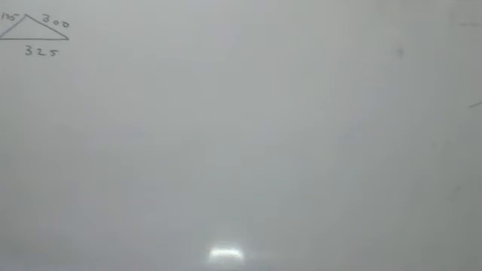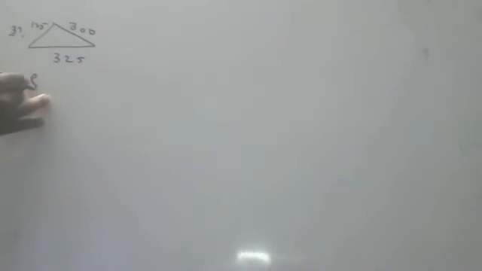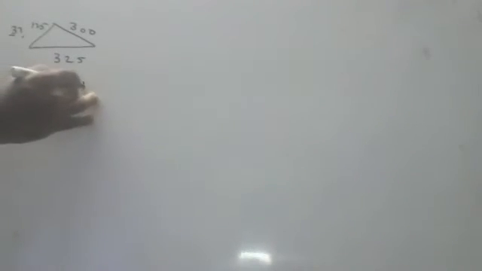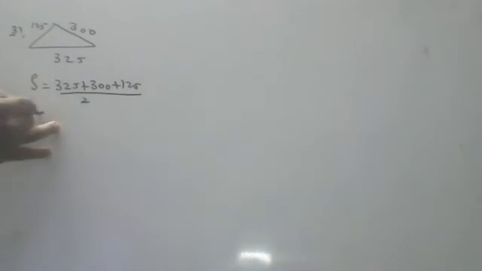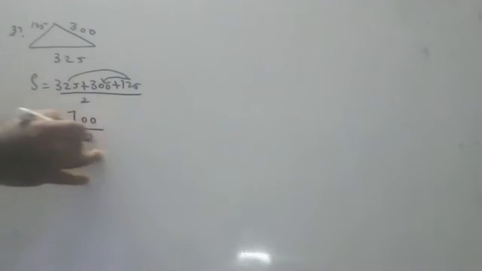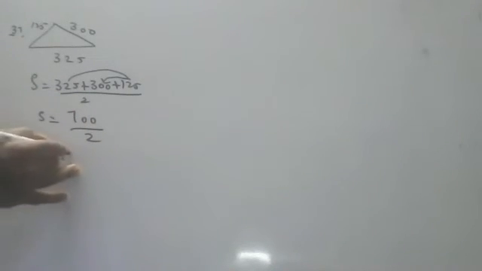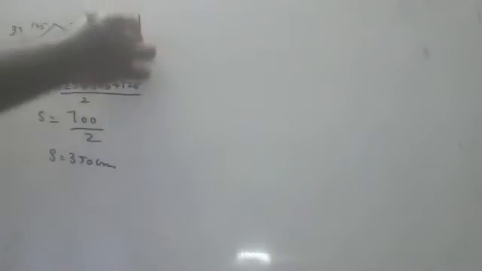Now, first I want to find out the semi-perimeter. For semi-perimeter, Satvik will help me. How to find out semi-perimeter? S is equal to (325 plus 125 plus 300) by 2. 325 plus 125 is how much? 400. 400 plus 300, 700. 700 by 2 is how much? 350.